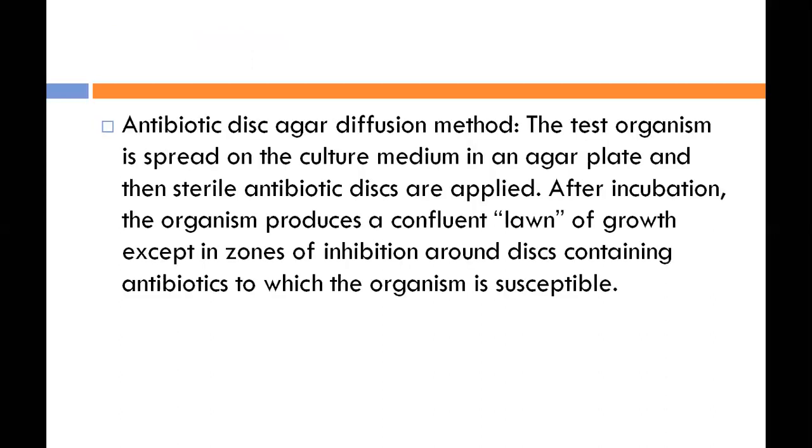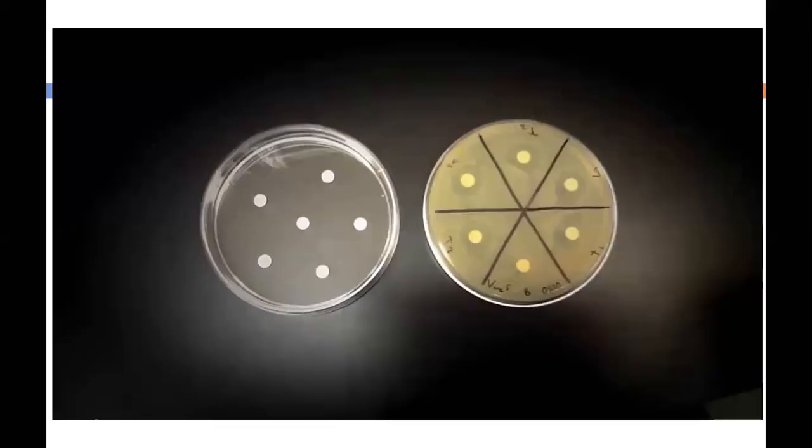The first method is the antibiotic disc agar diffusion method, also known as paper disc method. The test organism is spread on the culture medium in agar plate, and then sterile antibiotic discs are applied. After incubation, the organism produces a confluent lawn of growth, except in zones of inhibition around the discs containing antibiotic to which the organism is susceptible. So let's understand what they mean by this and why this method is called paper disc or antibiotic agar diffusion method.